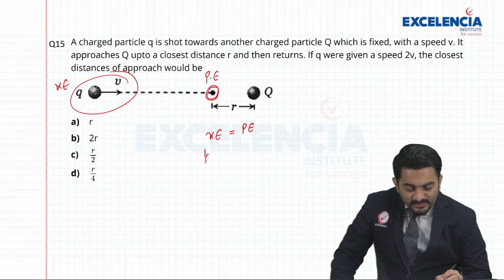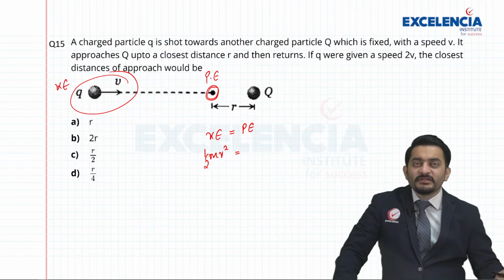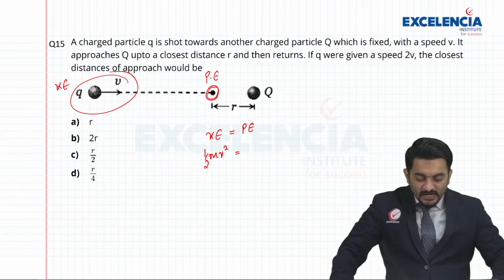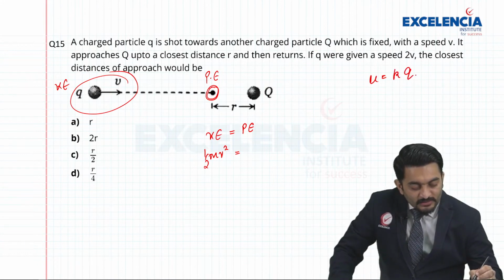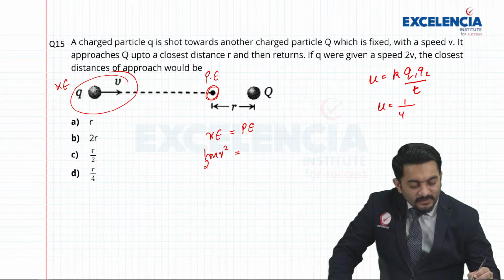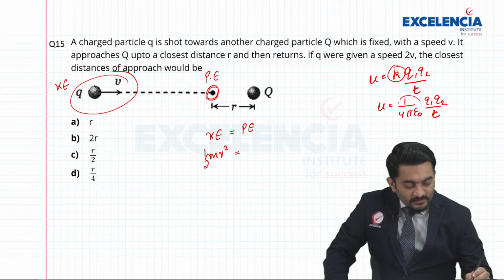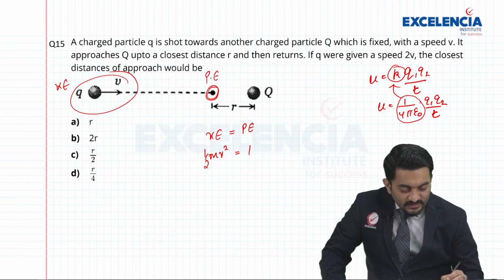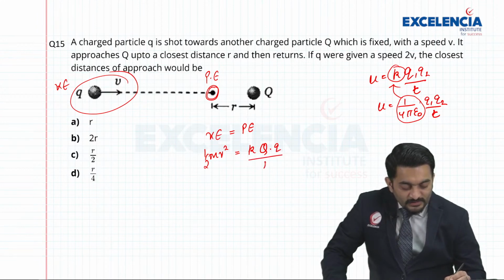Kinetic energy is something which you can write as half mv square. Potential energy, now definitely you cannot write it as mgh because this is part of electrostatics. In electrostatics, your potential energy formula, I hope you remember, is K Q1 Q2 by R, where the value of K can be written as 1 by 4 pi epsilon naught. So I am going to take help of this particular formula. K is a constant, so we can write it as K. The charges involved are capital Q and small q, divided by R.